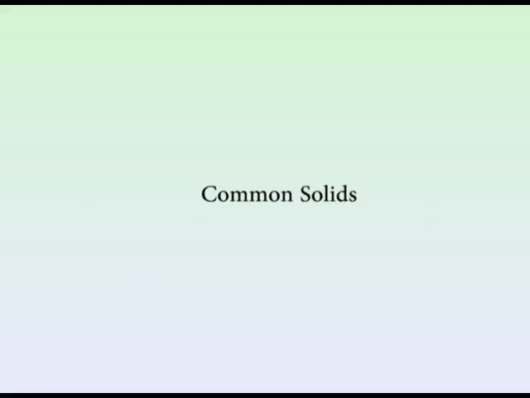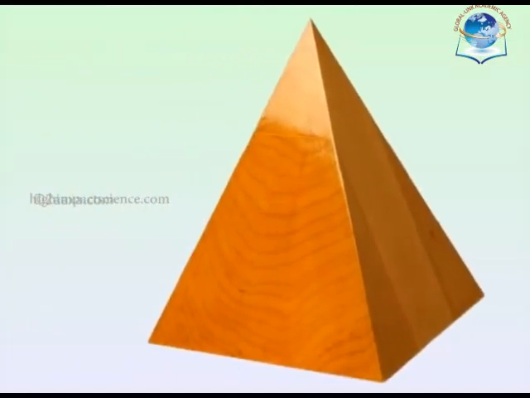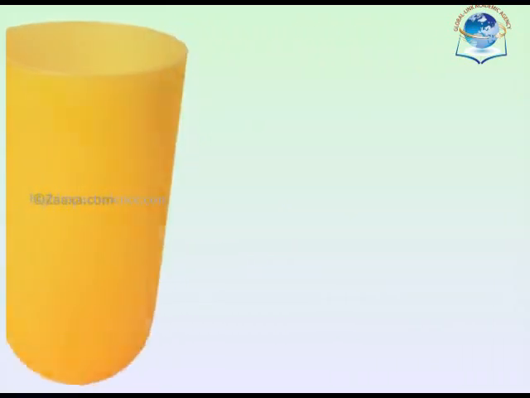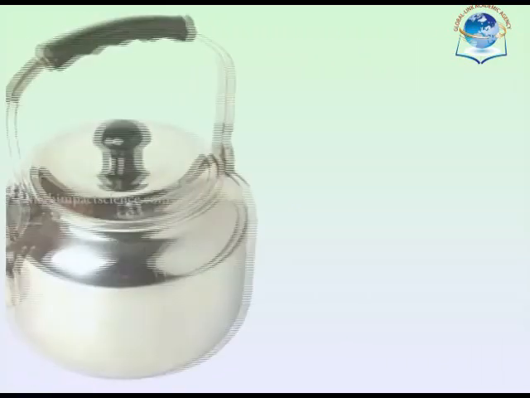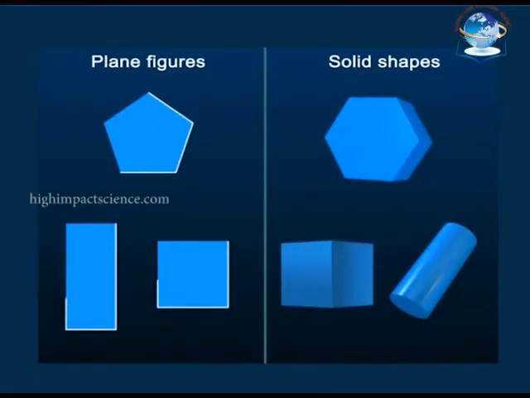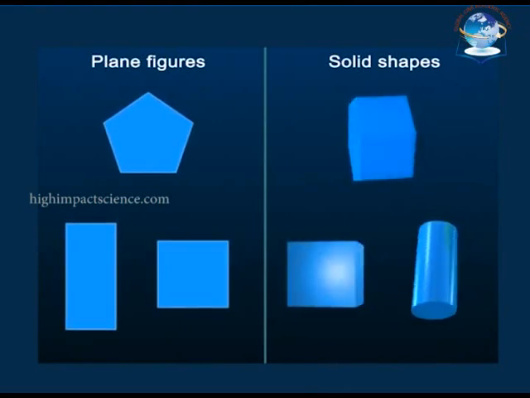Last chapter, common solids. Solids come in different sizes and shapes. While some solids are made up of flat surfaces, some are made up of curved surfaces. Many others are a combination of different surfaces. And just like plane figures, solids have distinct features.